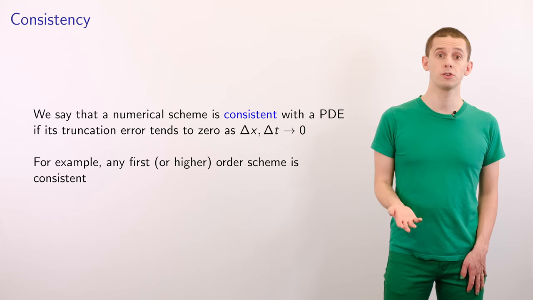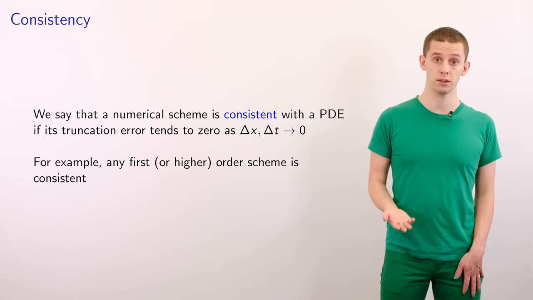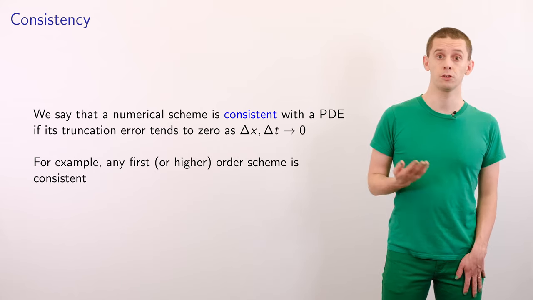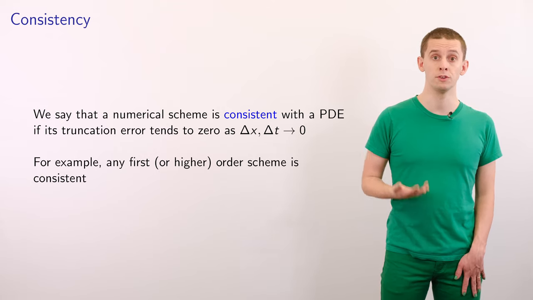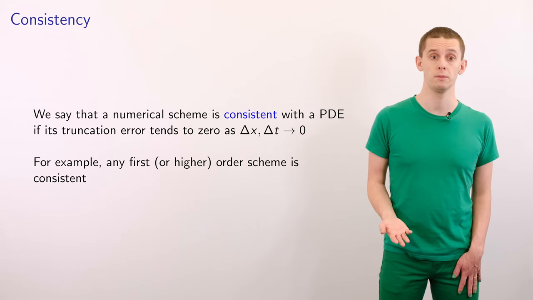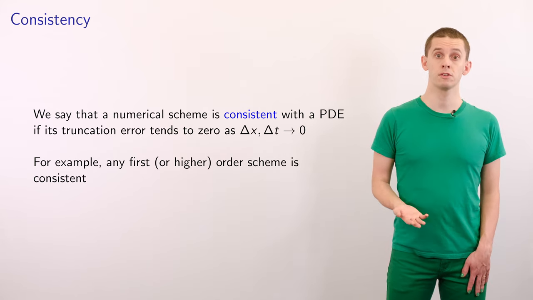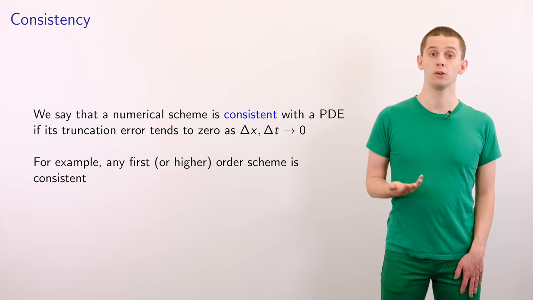We say that a numerical scheme is consistent with a PDE if its truncation error tends to zero, as delta t and delta x tend to zero. And consistency is therefore a local property that tells us how our discretization will locally match with our PDE. And, for example, any first or higher order scheme will be consistent.